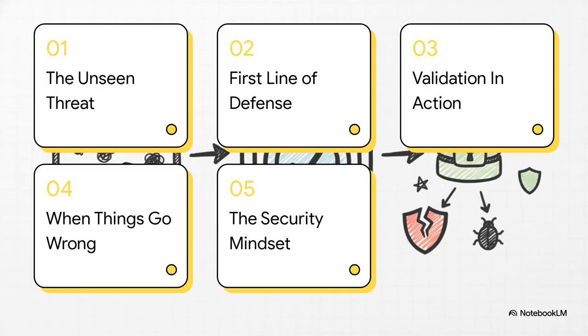do. Okay, so here's our game plan. First, we're going to expose the unseen threat lurking in bad data. Then we'll meet your first line of defense. After that, we'll see validation in action, look at what happens when things go wrong, and finally, wrap it all up by talking about the security mindset you need to have.